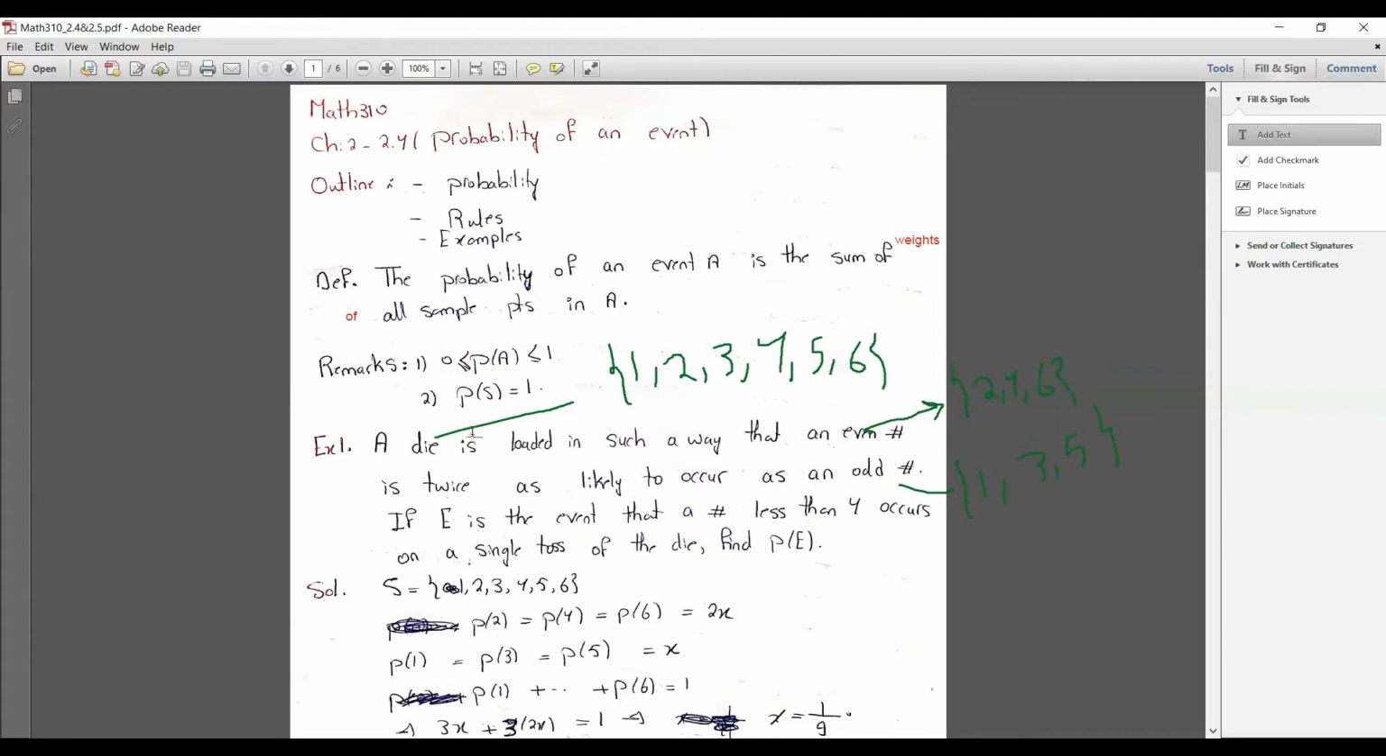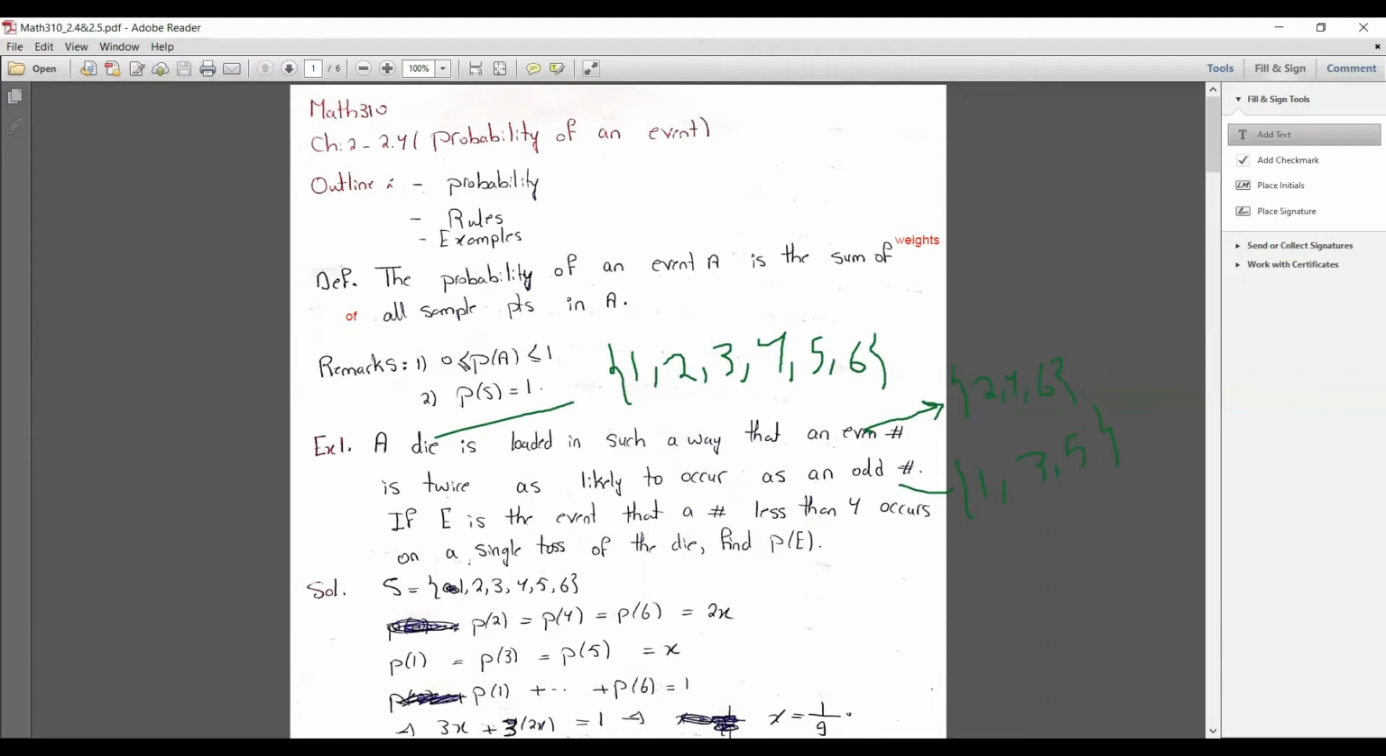Okay, guys. We know that P of S is equal to what, guys? Equal to 1. It means that P of this set is equal to 1. What do we mean by that? It means that P of 1 plus P of 2 plus P of 3 plus P of 4 plus P of 5 plus P of 6 is equal to 1. So let's substitute. P of 1 is x, P of 2 is 2x. So we're going to get x plus 2x plus x plus 2x plus x plus 2x equal to 1, right?